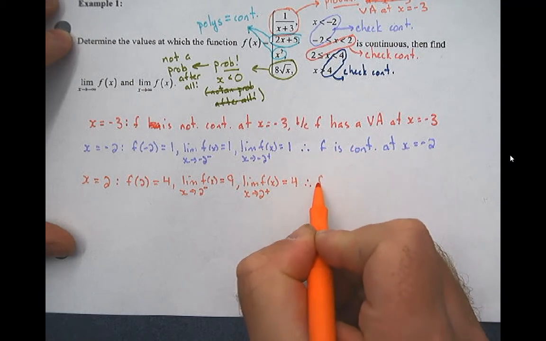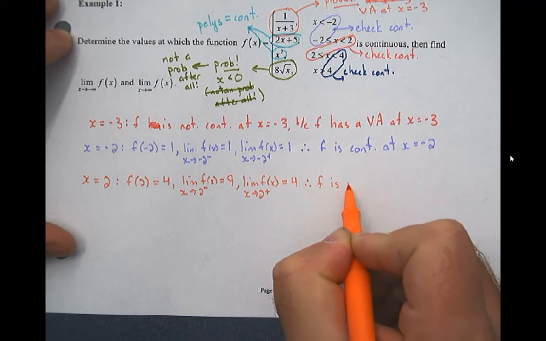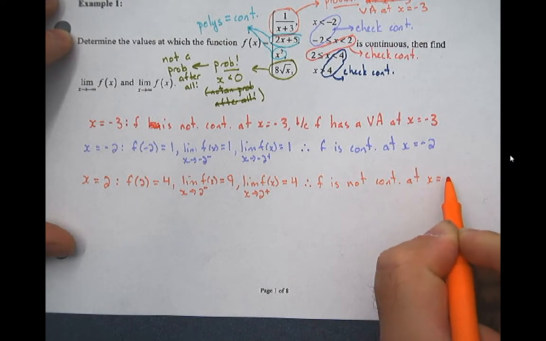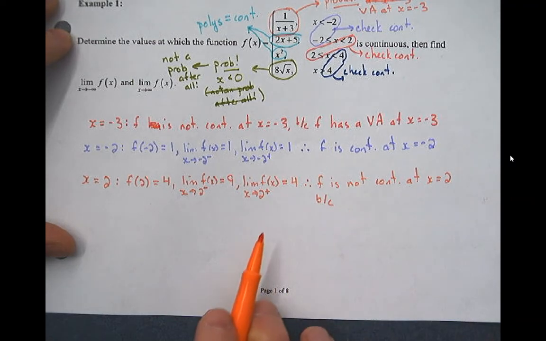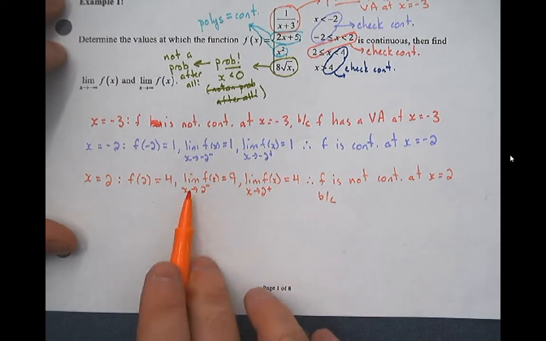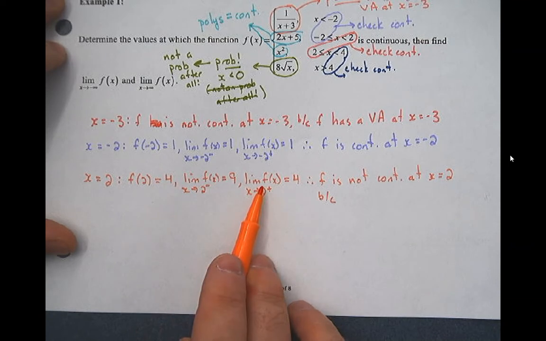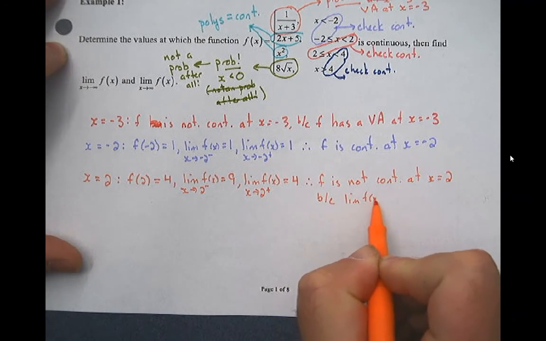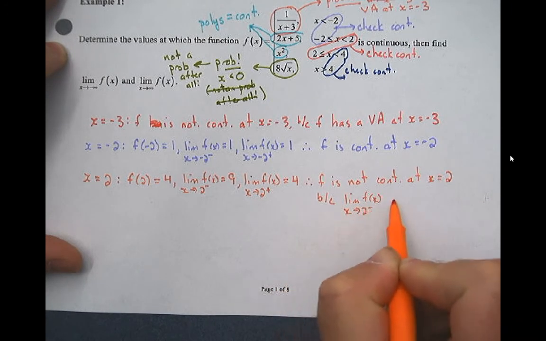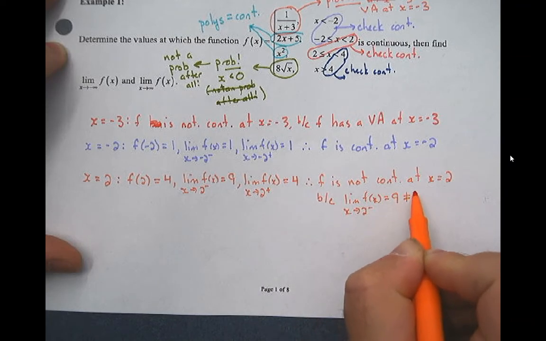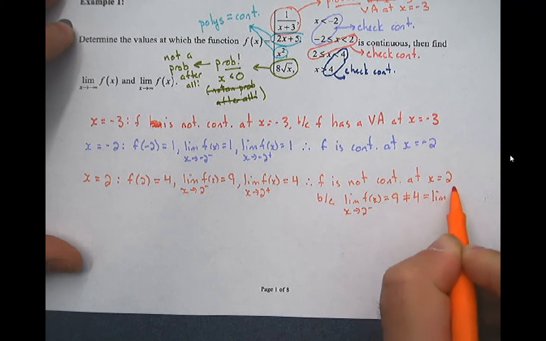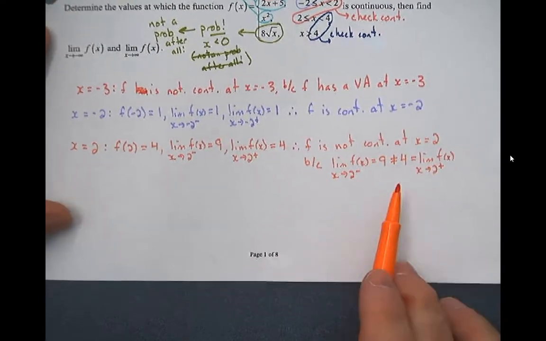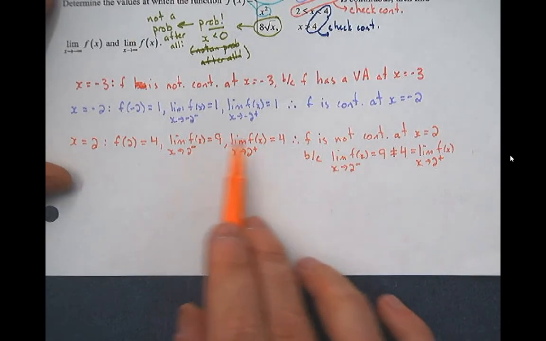So f is not continuous at x equals 2 because, what's our reasoning? One way to say this is that the one-sided limits are not equal. That's probably the best way. Let's say that because the limit of f of x as x approaches 2 from the left equals 9, which does not equal 4, which equals the limit of f of x as x approaches 2 from the right. So I showed that the one-sided limits don't equal each other.